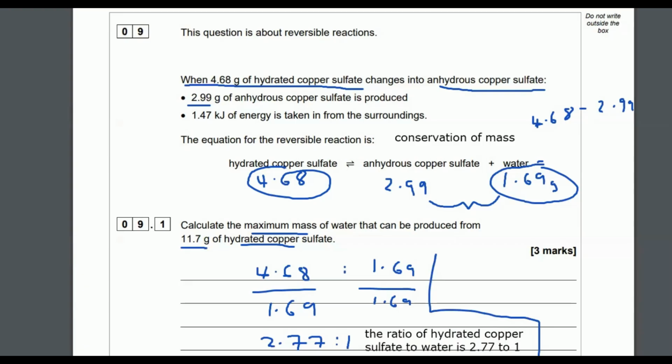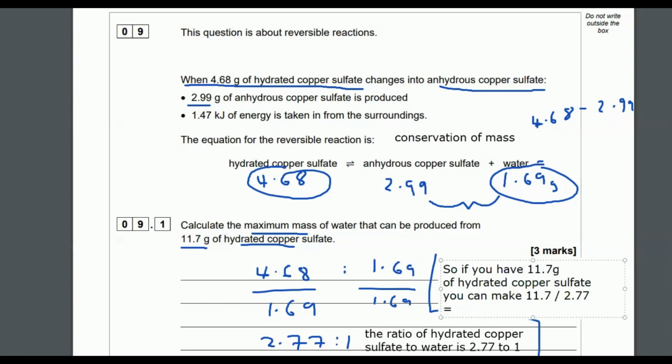Now we've got 11.7, so how much would we get? So we're going to do 11.7 grams of hydrated copper sulfate, and we're going to divide that by 2.77, which is the ratio of hydrated copper sulfate to water, and that will give us how much water we can make. So we've got 11.7 grams divided by 2.77, and we'll find out exactly how much water you can make if you have 11.7. And you'd be able to make 4.22 grams of water, which is the answer. So that's going to get you 3 marks. There are other ways to work this out. This is the way that I've done it.